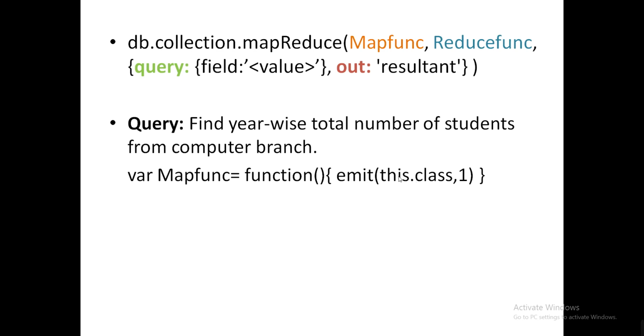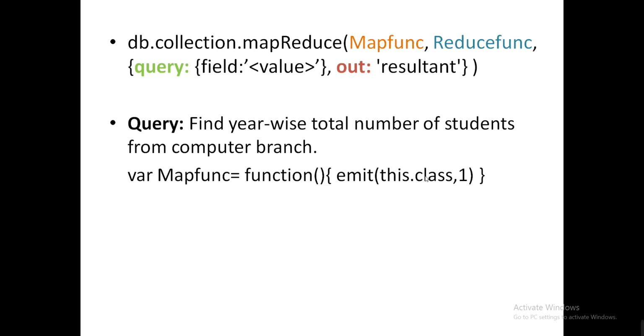Now here we have specified this dot class that says send the class as key from the current document, which is given by this. From the current document, send the class as key and 1 as the value. Now what exactly is the meaning of this one? We can pass any other field from the current document as value for this particular key. But what our query is demanding, we have to calculate the total number of students year wise, right?